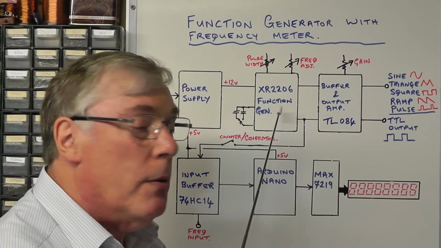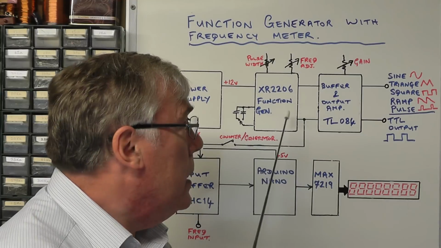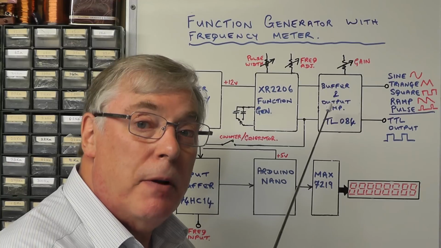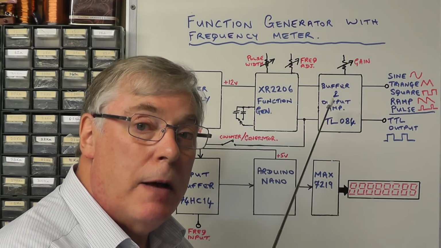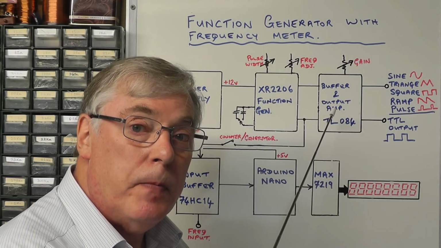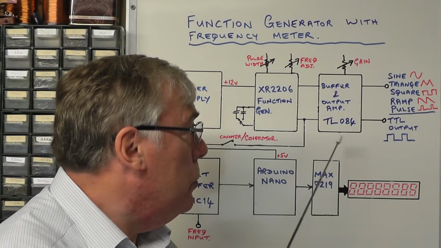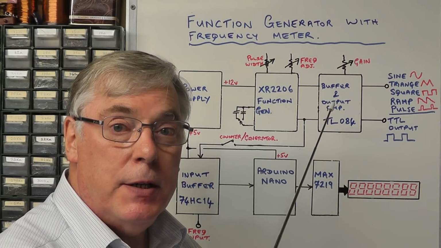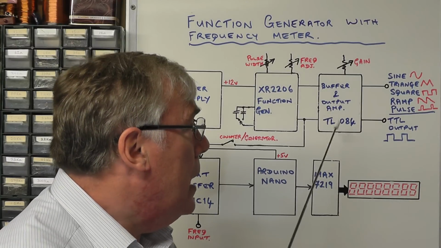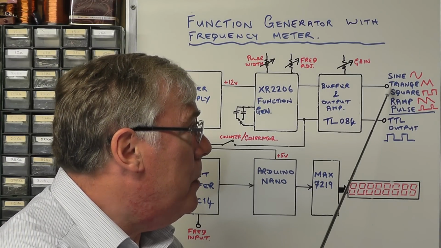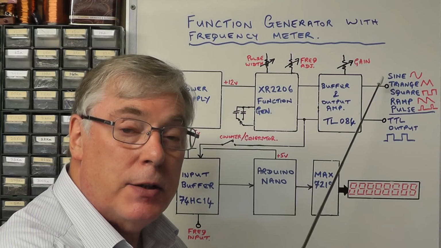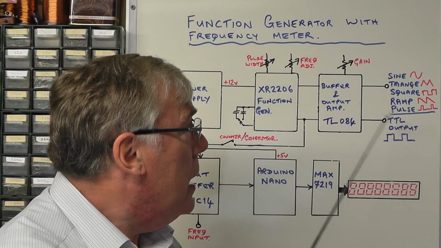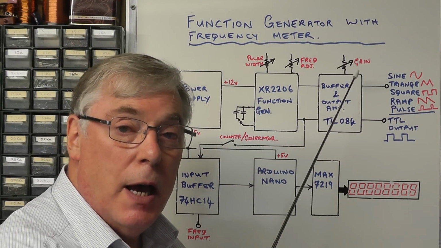The output then from the function generator IC is then buffered by some FET operational amplifiers I'm proposing using, and what I probably will do is use a quad op amp in one chip package, which will be the TL084 IC, which is a quad FET op amplifier, and that will then give us the output of our signals in either sine, square, triangle, ramp or pulse, and we'll have some means of controlling the gain of the output as well.